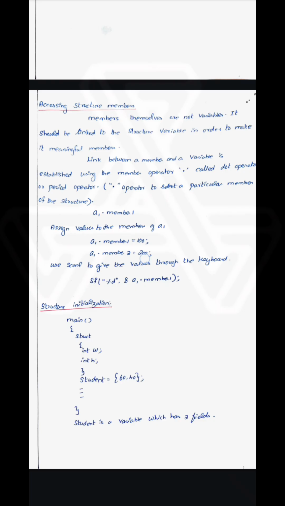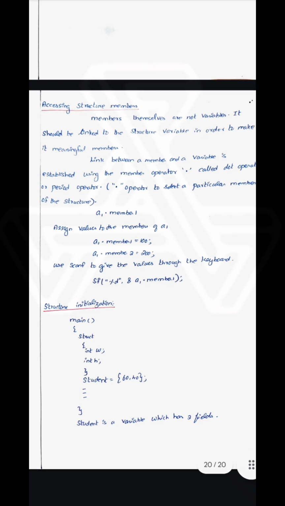Structure initialization. In main, struct with an int and a double, student is equal to this, and student is a variable which has two fields.